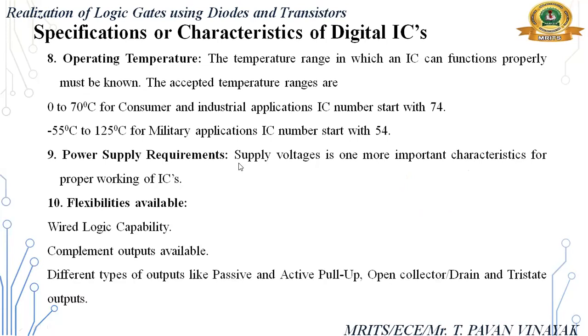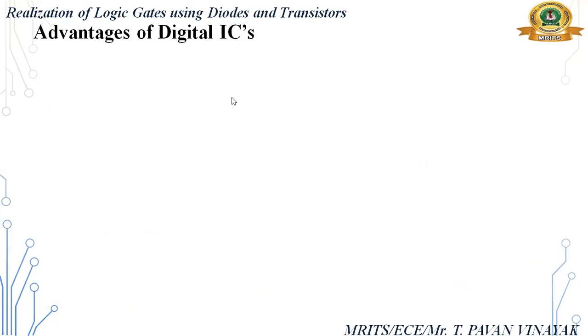Next, some other different types of outputs available are passive pull-up, active pull-up, open collector or open drain output, and tri-state output. We will learn in detail about these in further classes. So these are the 10 specifications available in digital ICs. Okay, total 10 specifications.